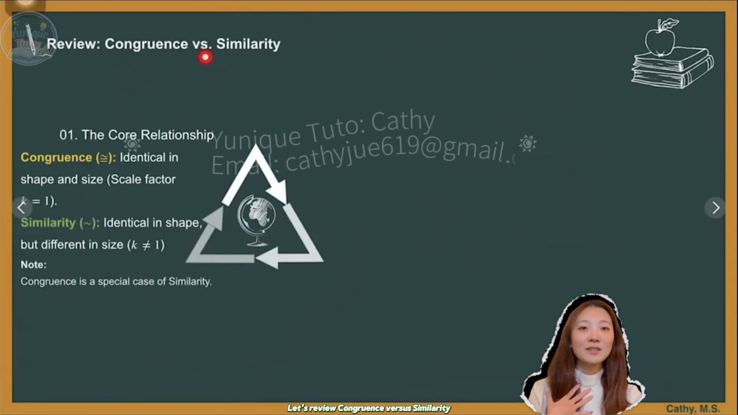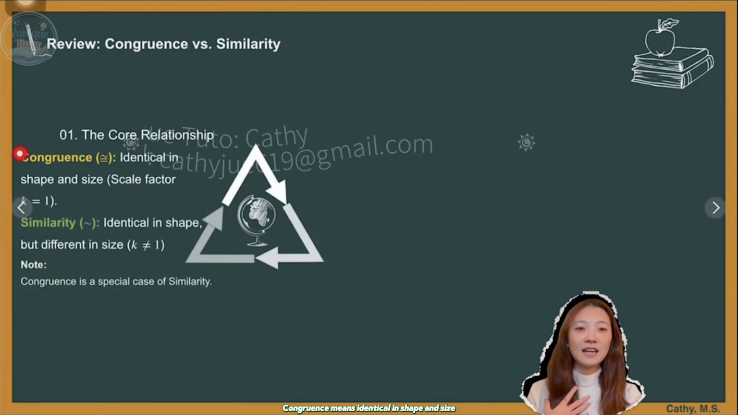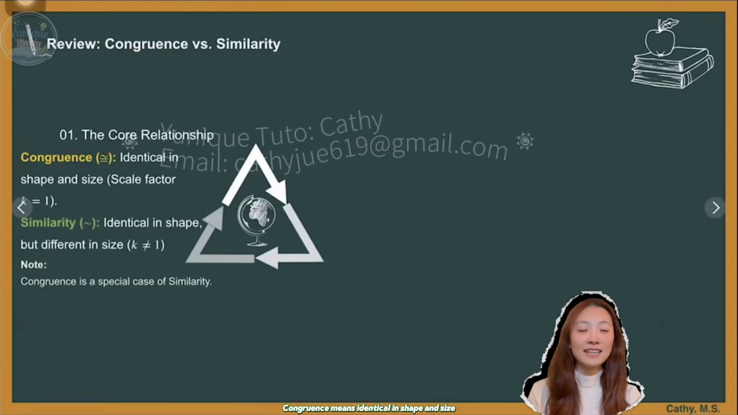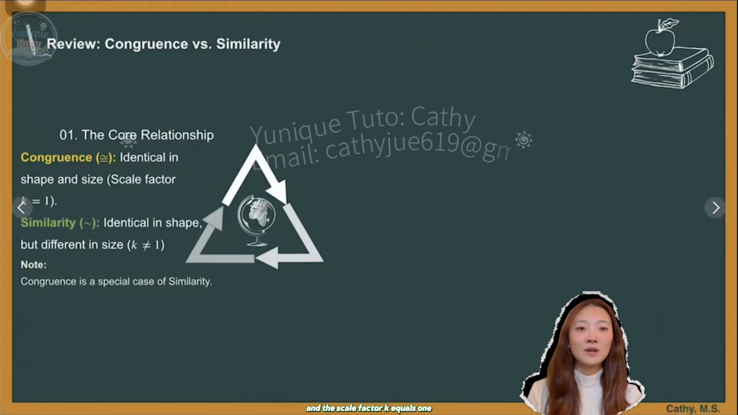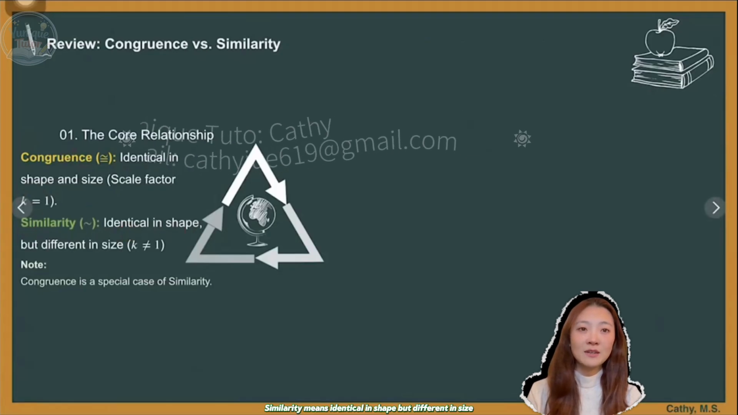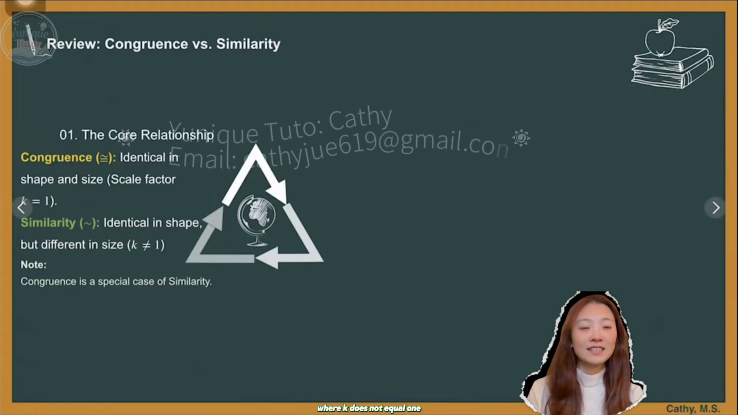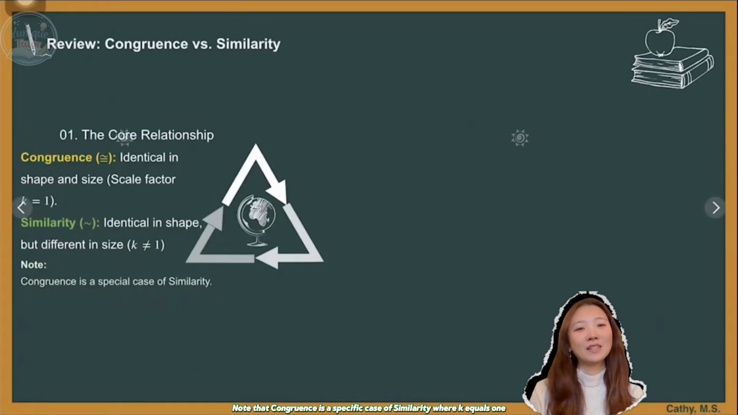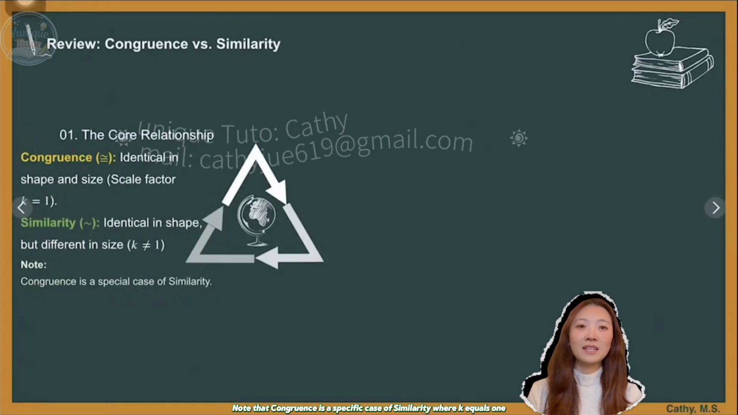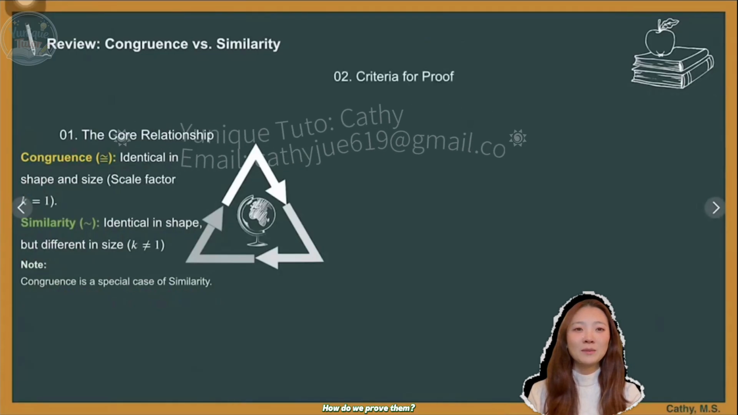Let's review congruence versus similarity. Congruence means identical in shape and size, and the scale factor k equals 1. Similarity means identical in shape but different in size, where k does not equal 1. Note that congruence is a specific case of similarity where k equals 1. How do we prove them?